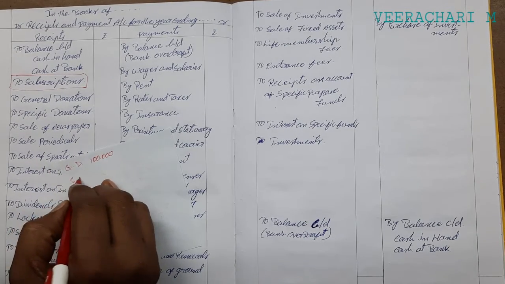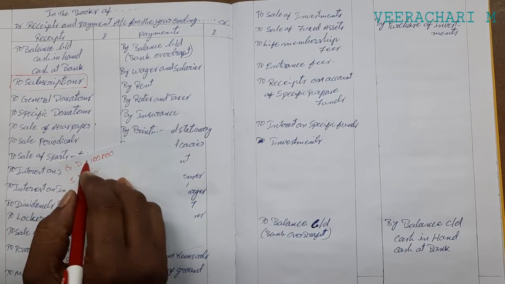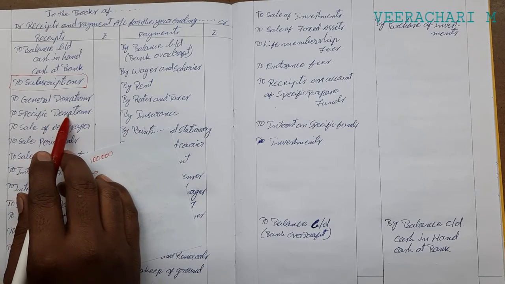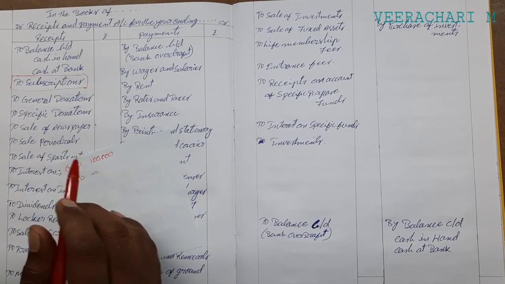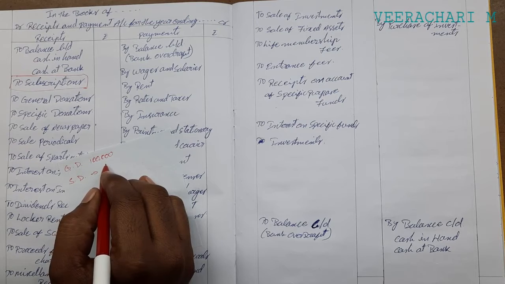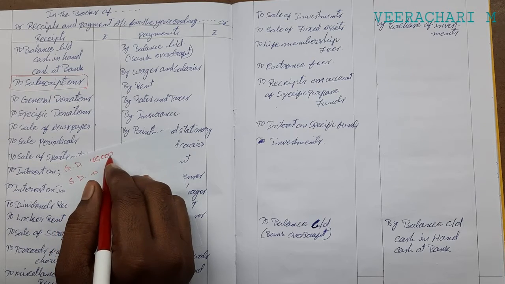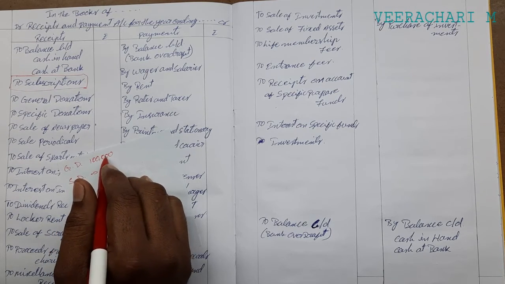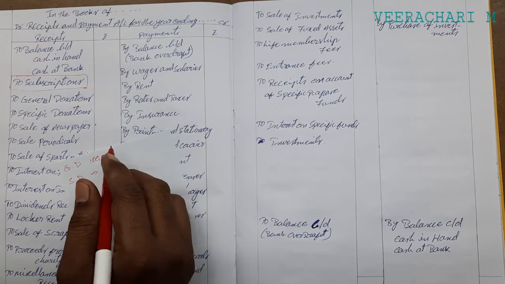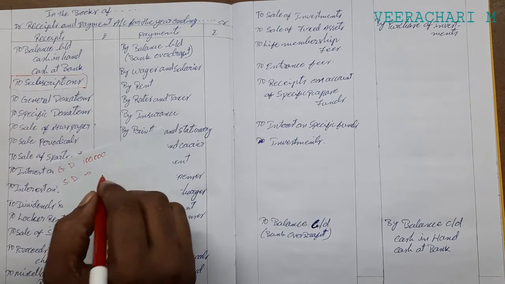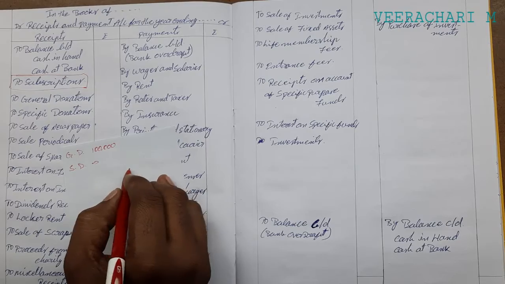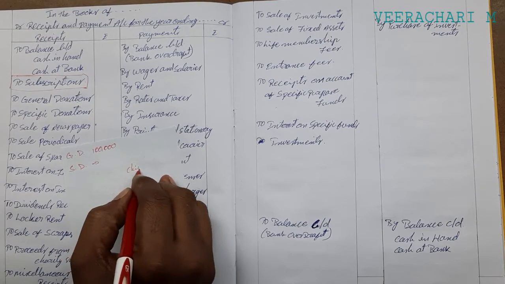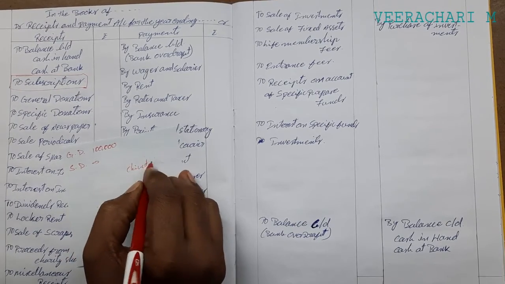But if it is a specific donation, the donation amount is specified, and whatever the specification is, we should utilize it only for that purpose. For example, donations received for cricket kits.